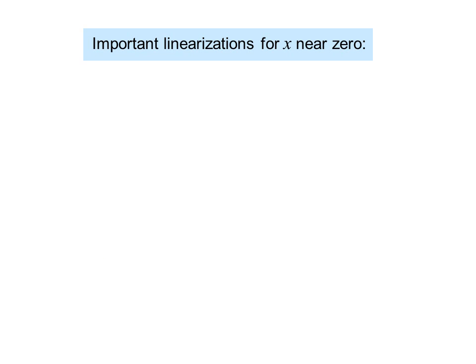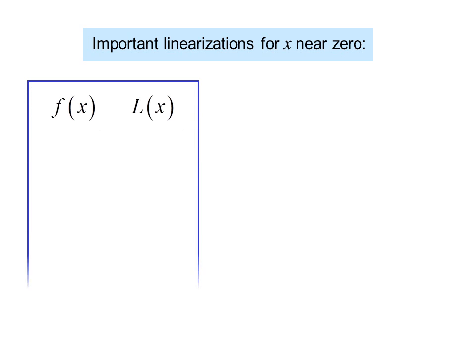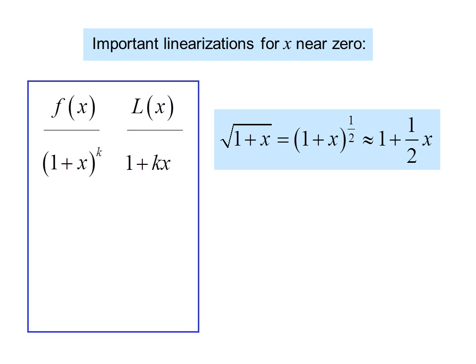Here are some important linearizations for x near 0. If f of x is 1 plus x to the k, then L of x is 1 plus kx. For example, if we start with radical 1 plus x, that's equal to 1 plus x raised to the 1/2, which is approximately equal to 1 plus 1/2 x.